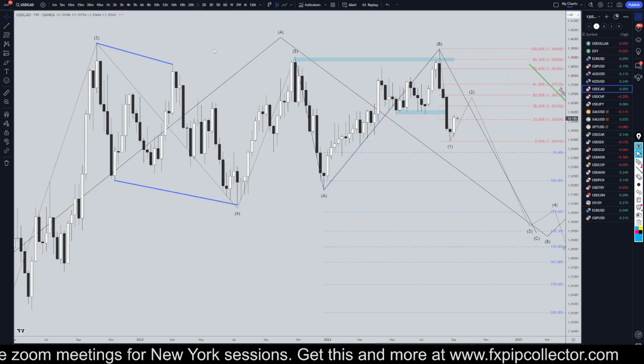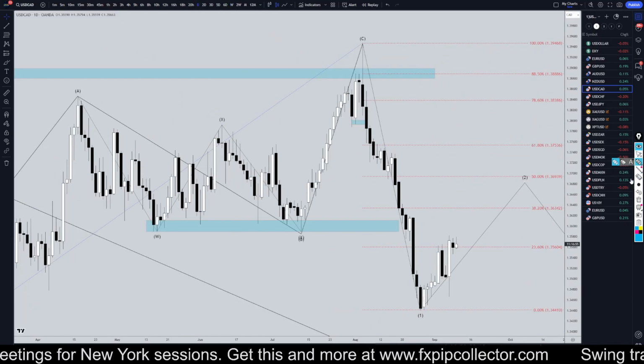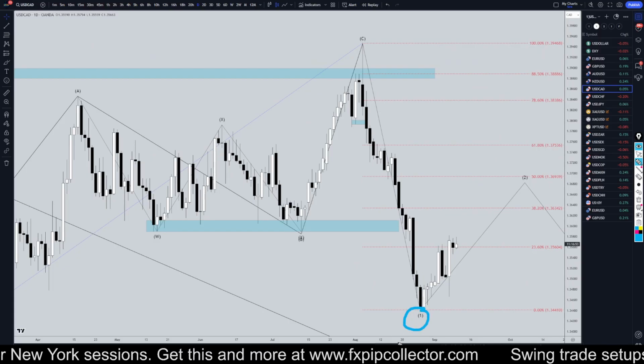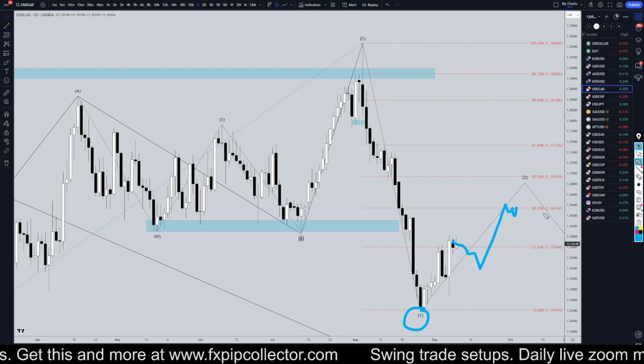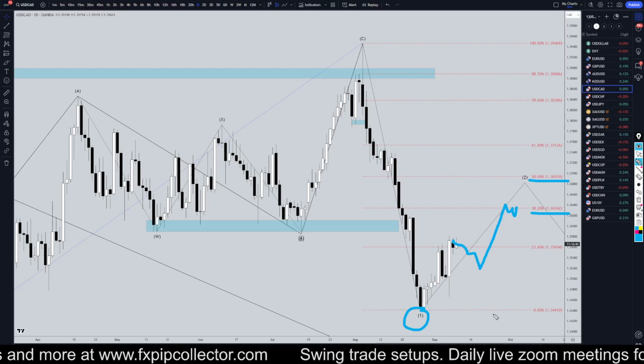Taking it down to the daily time frame. On the daily time frame, I think we have the end of a wave 1 right here. I think that we are likely now in a wave 2, which I think needs to go up to at least one of these higher Fibonacci levels.